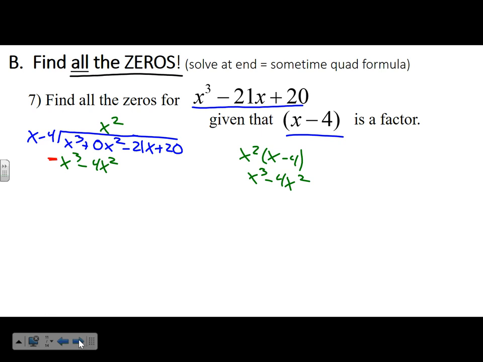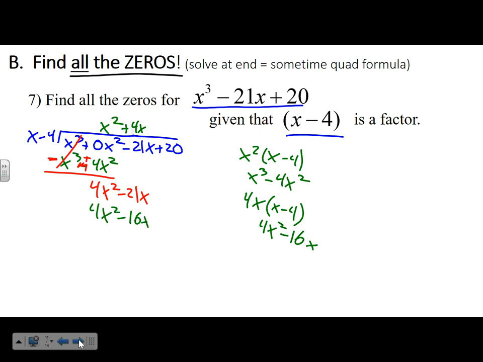Change your signs. This turns to a negative. This turns to a positive. Those cancel. 0 plus 4 is 4x squared. Now bring down the negative 21x. Do the same exact thing. What number times x is 4x squared? Well, it's going to be positive 4x. So 4x times x minus 4 is 4x squared minus 16x. 4x squared minus 16x.